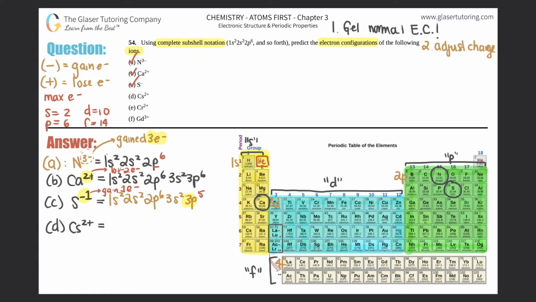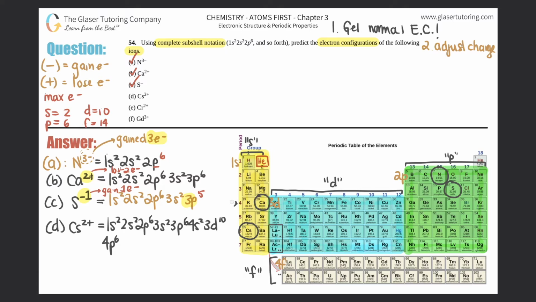D, Cs2+. Cesium is right down here. This one's going to be a long one. But still, go from top to bottom. Work your way with number 1, get to number 55. So 1s2, 2s2, 2p6, 3s2, 3p6. Now we're down here. So that's 4s2. Then you move into the Ds. So that would be 3d10. Now I'm just going to write it down here because I don't have enough room. So this would be 4p6.